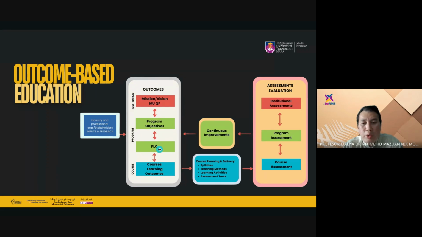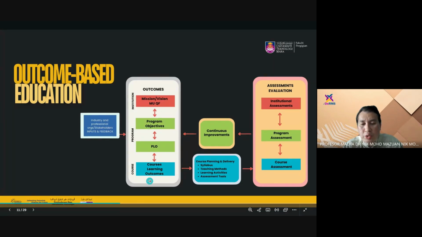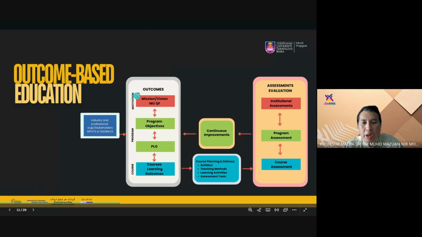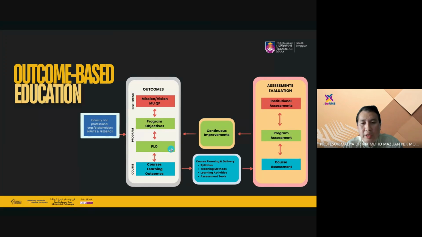After the PLO, we will map to the course learning outcome, CLO. And below the CLO, as I mentioned just now, is the specific learning outcome. That is about each topic of the course. When you set all these outcomes, they should be aligned, and we will see the alignment of these outcomes in our next session. Once you ensure this is all aligned, then you start to do course planning and delivery.